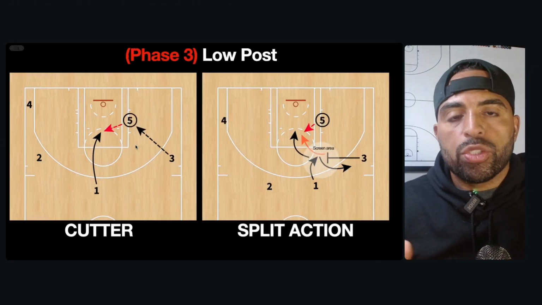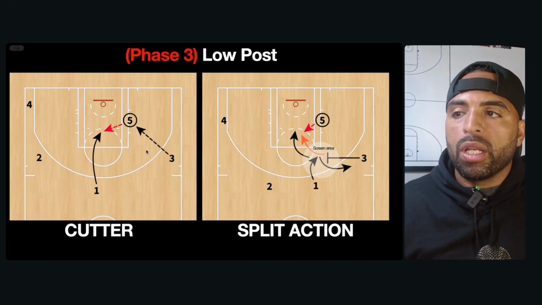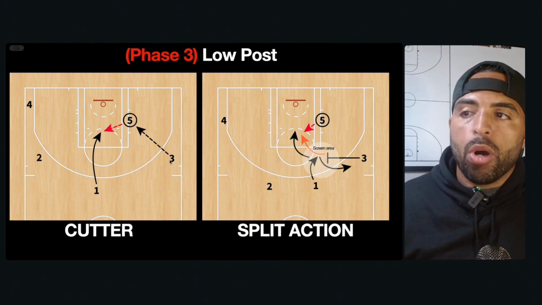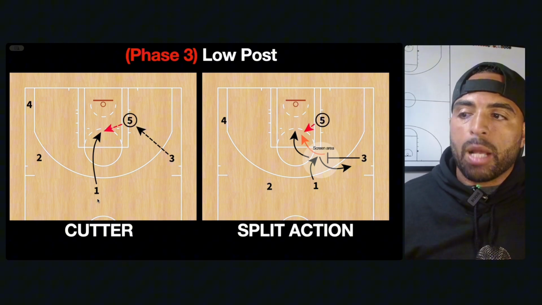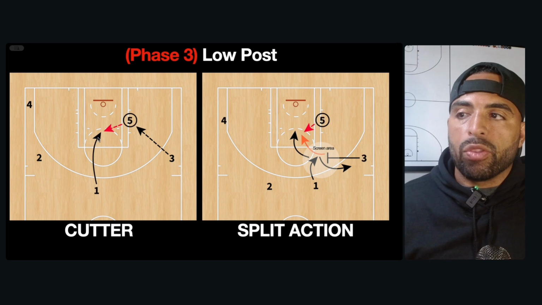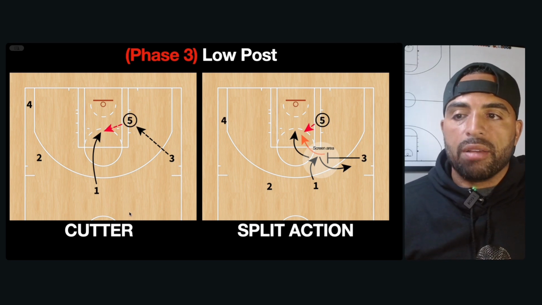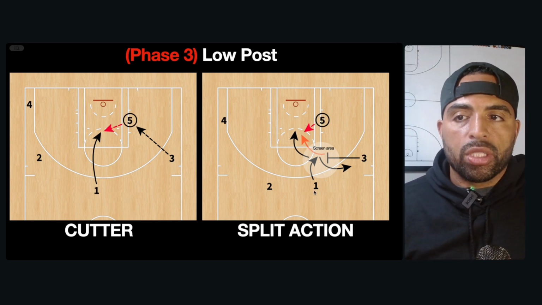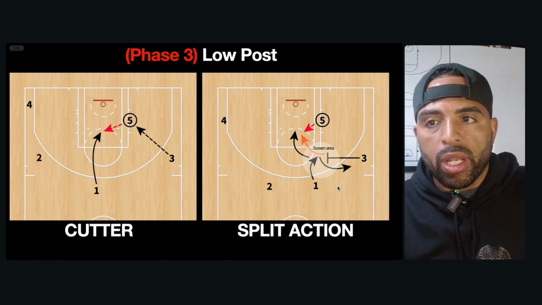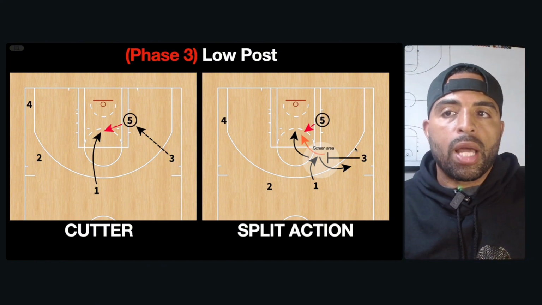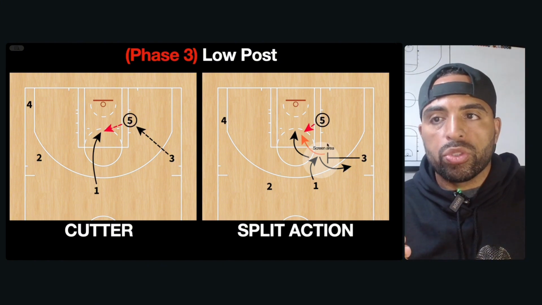This brings us to phase 3, which is your 4 out, 1 in alignment, low post option. When the ball is passed into the post, the first option is for the top player to cut down the middle to receive a layup from the 5. The second option triggers split action. Now this is the same as point, but it's just done at a different angle. Now the ball, instead of at the pinch post, is on the block.